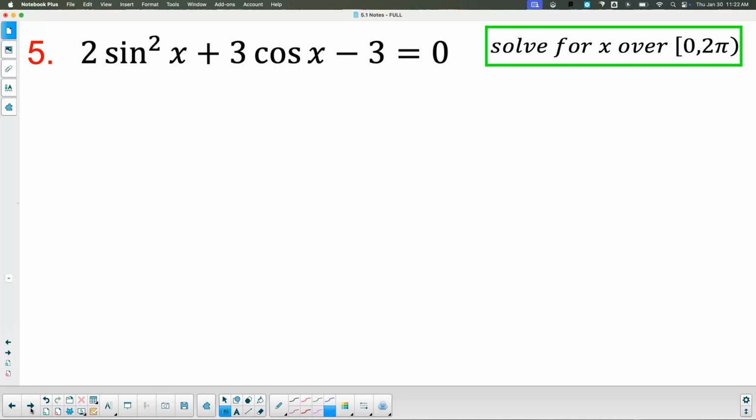Let's do this one together. I like this one. 2 sine squared plus 3 cosine minus 3 equals 0. Can I factor anything out right now? No. Okay. So then I can't do anything in terms of math unless I can get rid of either sine or cosine. Is there a way that I could rewrite sine or cosine in this particular case?